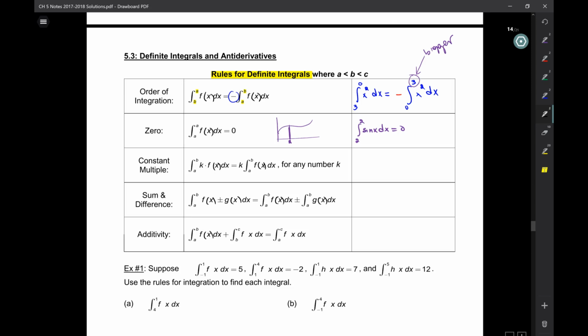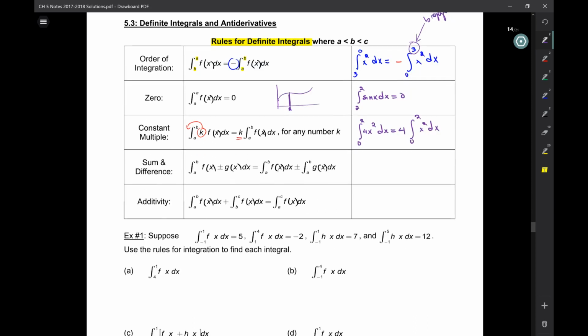When you have a constant multiple, you could just take out that constant. So for example, if you have a k here, you can take it out and put it outside for any number k. So for example, if you have 0 to 2, 4x squared dx, that's the same as 4 times, so you can pull out the constant, and then you could just do 0 to 2 x squared dx. Okay, and then whatever you get for the area for the integral, just multiply it by 4. Okay?